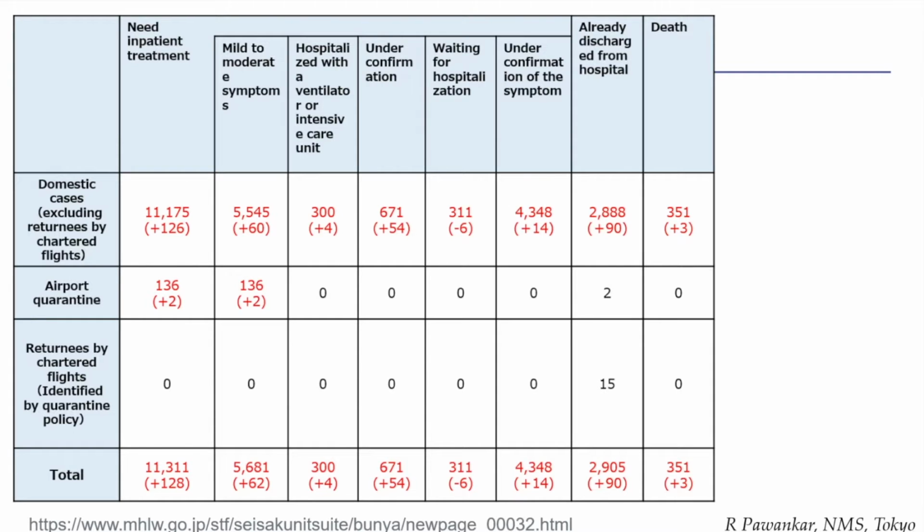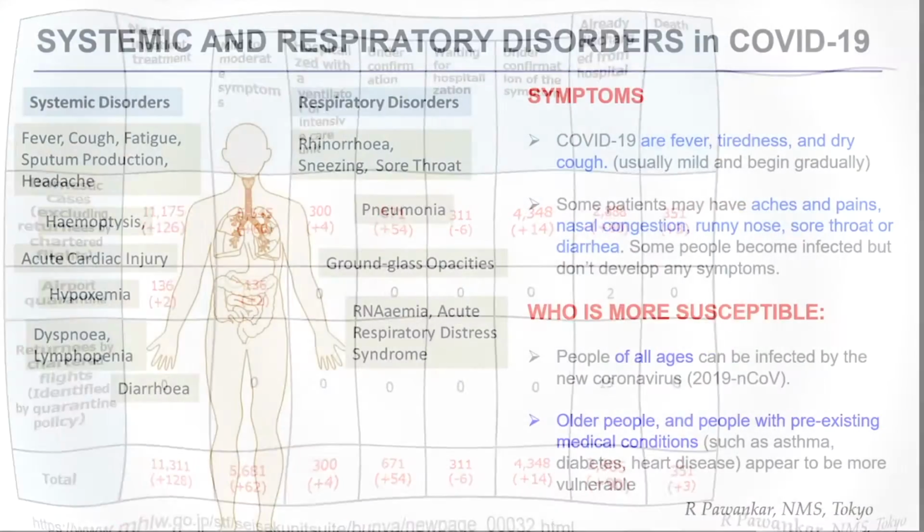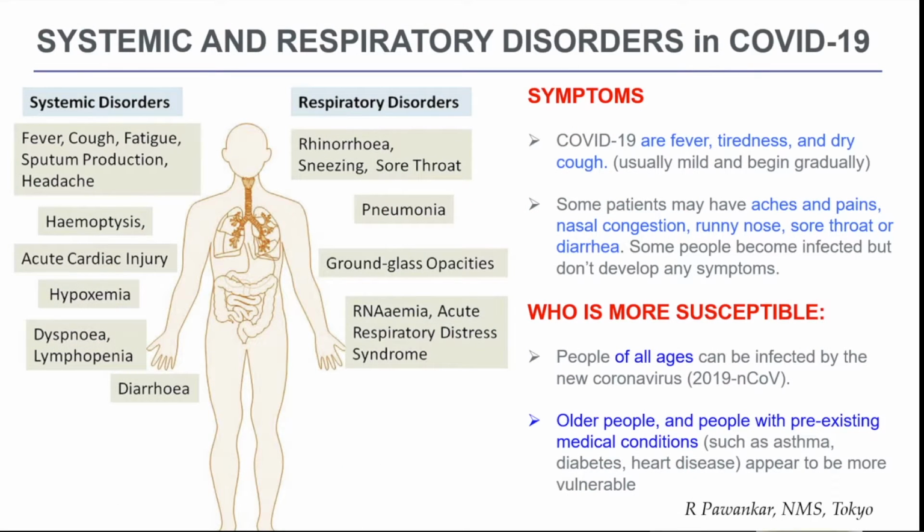So you can see that the majority of them were, of course, mild to moderate, and there was a certain proportion of them that required ventilator and intensive care unit. And then you can see it's also broken down into the 4 parts. Those are domestic, those are airport quarantine, those are returnees, and the total number.